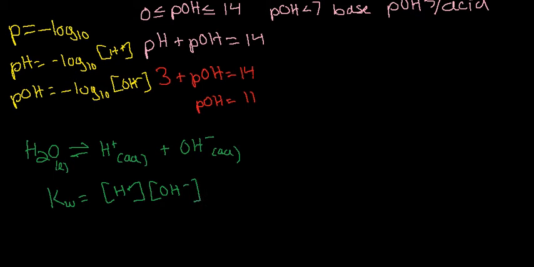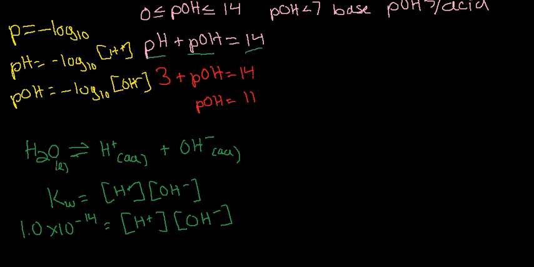So this KW value has been calculated, it's been determined, and what we find out is that KW is equal to 1.0 times 10 to the negative 14th, and that's equal to your concentration of H plus times your concentration of OH minus. And it's from this equation that we're able to derive pH plus pOH equals 14. I'm going to go ahead and take you through that. It's just going to help refresh you with logarithms.